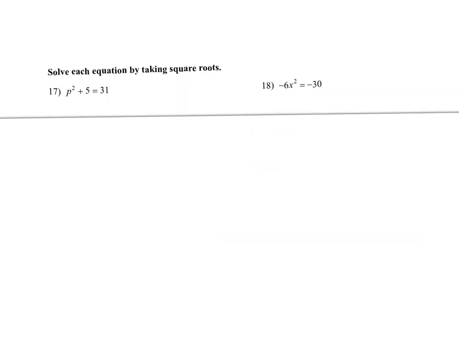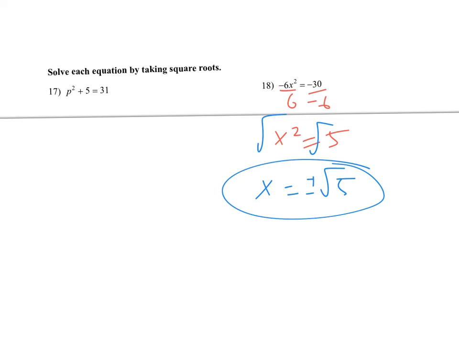Next up here, I'm going to solve these by taking square roots. So I first need to isolate the squared. In this case, the negative 6 is multiplying, so I'm going to divide it over, so I get x squared equals 5. And then I'll square root both sides, so I get x equals plus or minus radical 5. Since I created the square root, I need that plus or minus.